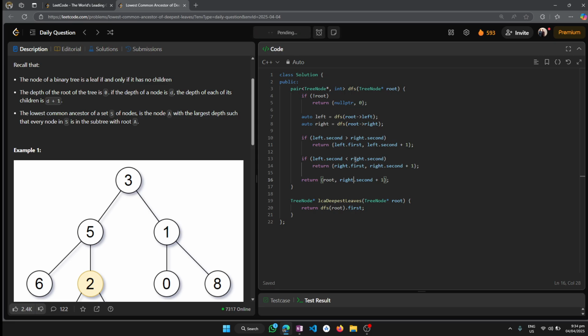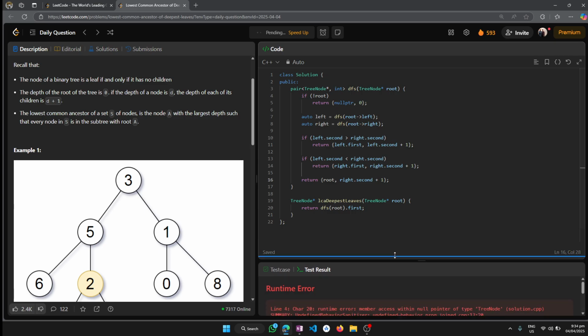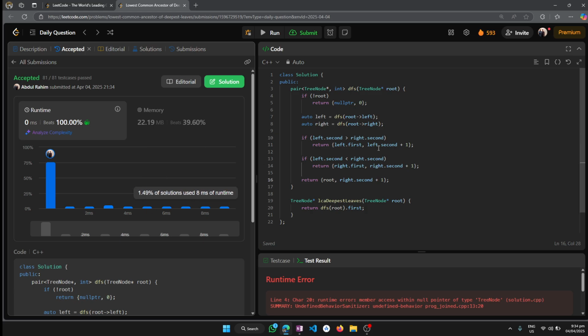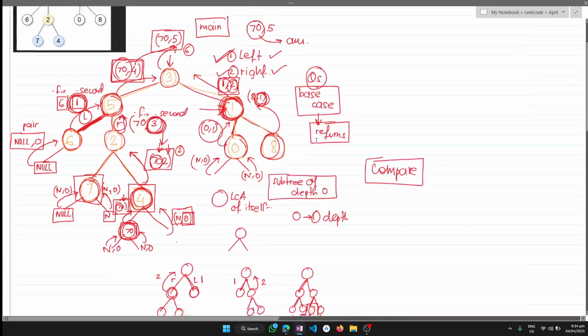So if I submit this code, let's see if it passes all the test cases. Right, it does.